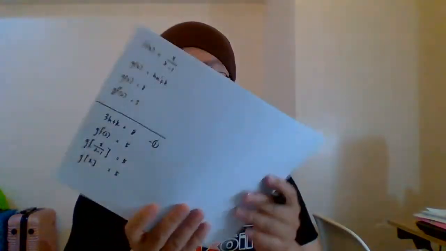For this question, I will use the second way, which is easier. Since gf(2) equals 5, I just write it down. Then f is given as x over x minus 1, so for the x function you need to replace x with 2. So it becomes 2 over 2 minus 1, which simplifies to 2 over 1, which is 2.